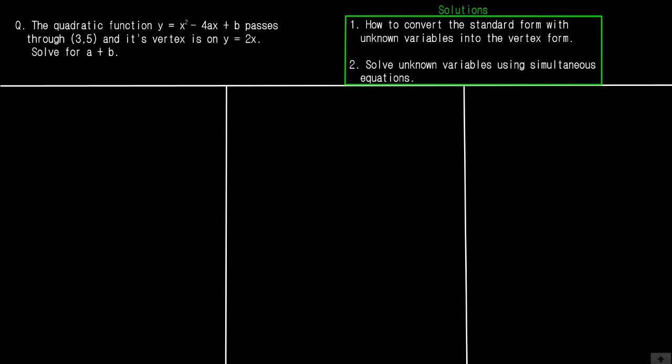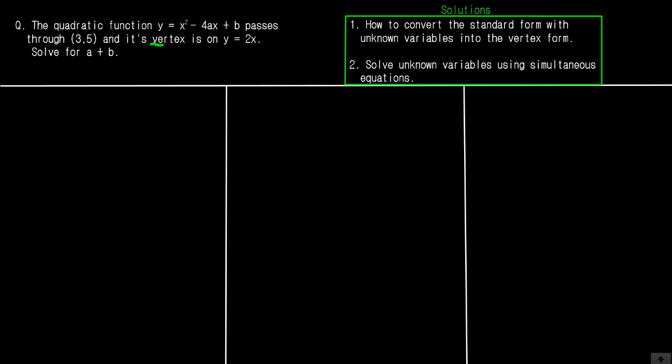Quadratic function y is equal to x squared minus 4ax plus b passes through (3, 5) and its vertex is on y is equal to 2x. Solve for a plus b. So what is a vertex before solving for this question?